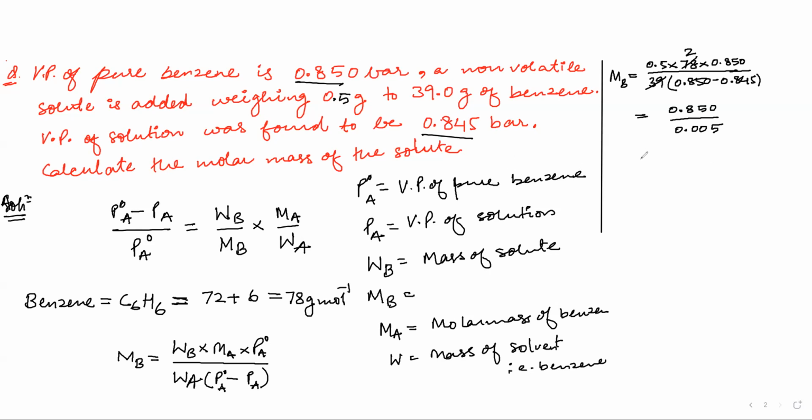Anyone? No one? Answer. So simple calculation, I guess. It says 0.170 something. No, sir, 170. 170 as the answer, no? 170 grams per mole will be the answer. Okay, did anyone get this answer? No?